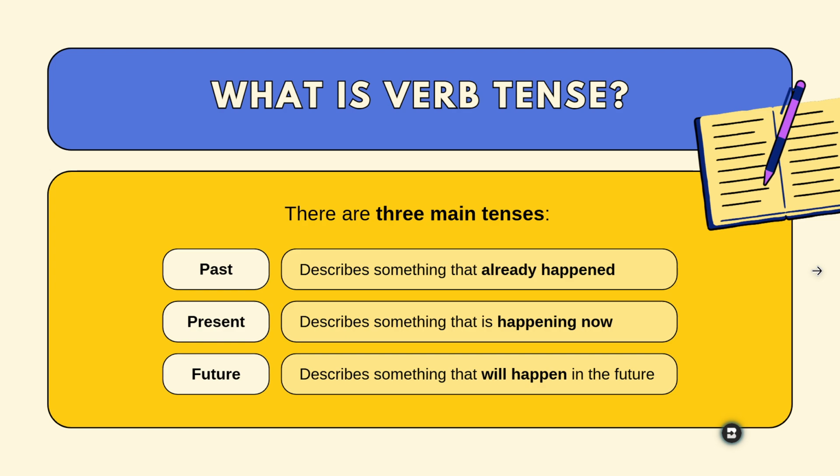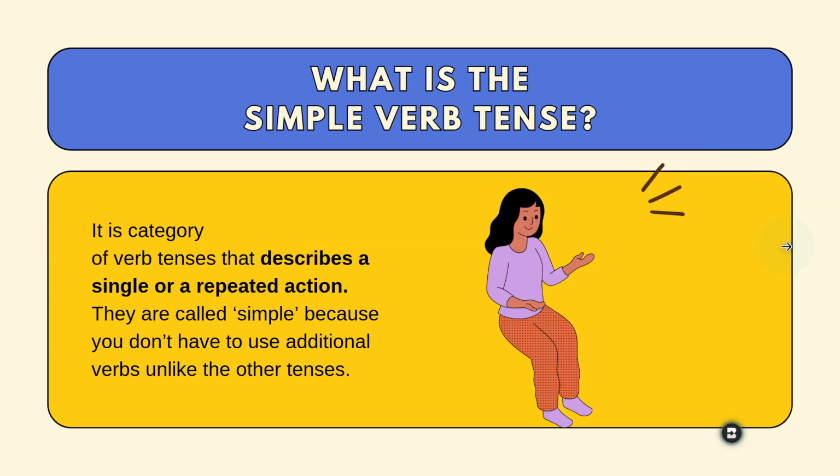And these can be divided into simple past, simple present, simple future, past progressive, present progressive, future progressive, past perfect, present perfect, future perfect, and past perfect progressive, present perfect progressive, and future perfect progressive. So, as I said, today we are going to look at simple tenses. So, what is a simple verb tense?